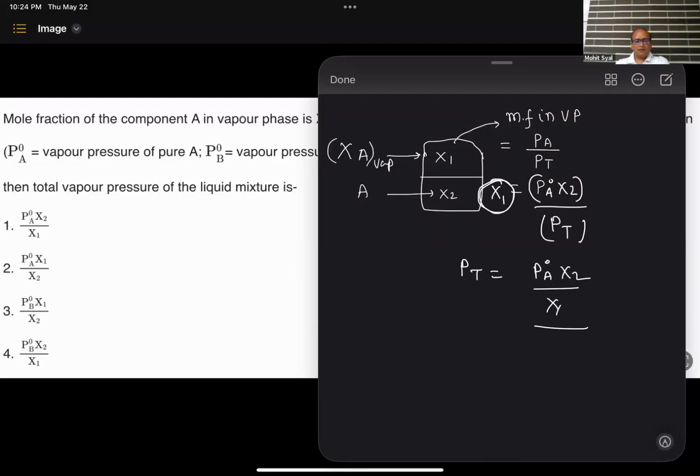Ibrahim, is this clear or not? Teslim? Yes. Right.